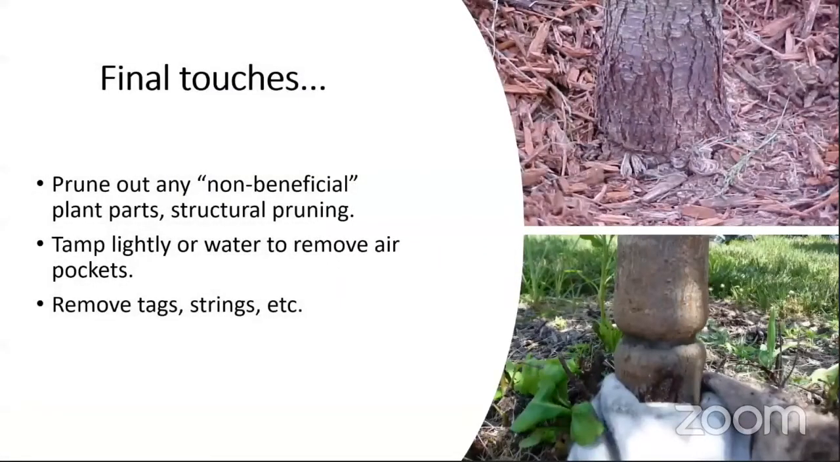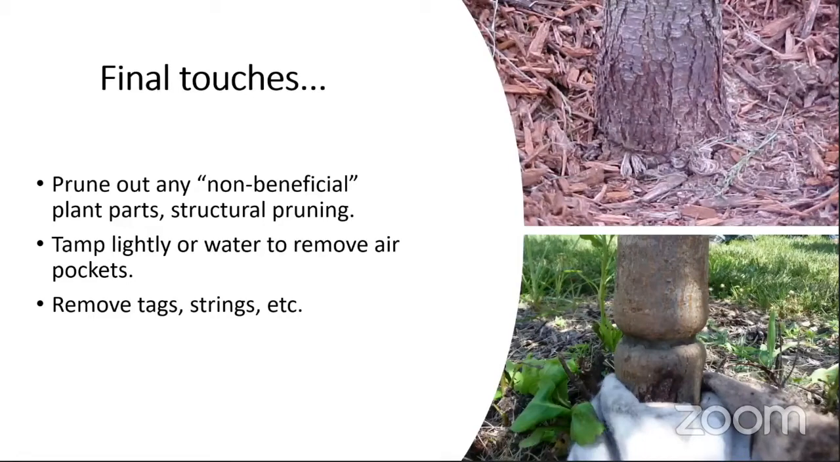Now, some of the final touches we want to look at is pruning out any of those non-beneficial plant parts, doing some structural pruning. When I'm talking about non-beneficial plant parts, I'm talking about any suckers or perhaps any broken or damaged limbs, crossing branches, which may be found on those newly installed trees. We also want to make sure we tamp lightly or water in the soil as we're planting to remove those air pockets.